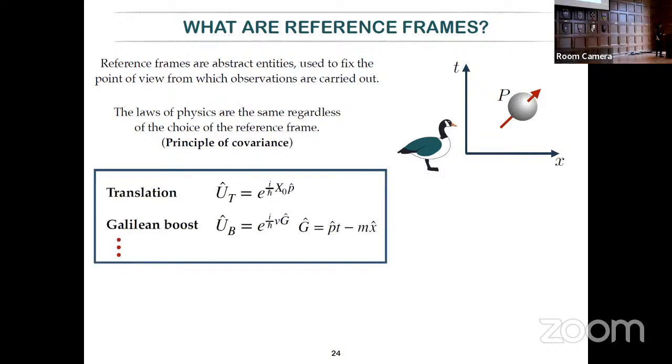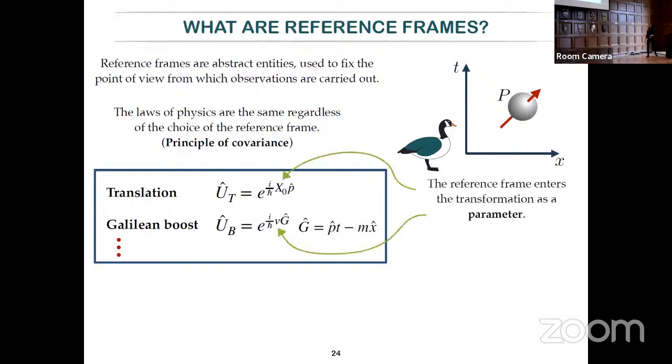And now let us consider quantum theory, and actually non-relativistic, Galilean quantum mechanics. A possible change of reference frame can be a translation or a boost, and we have a unitary representation of the translations and the boosts that has that form. But what I would like you to focus your attention on for now is that the relation between the initial reference frame and the final reference frame is a parameter.